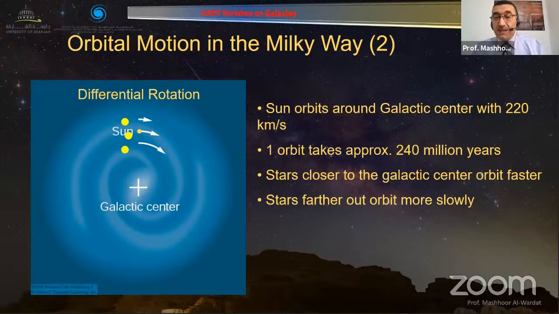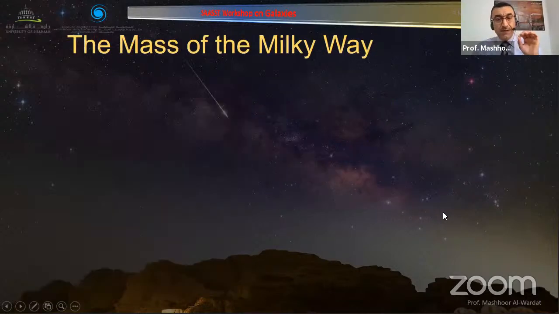Okay, the sun orbits around the galactic center with around 220 kilometers per second. One orbit takes approximately 240 million years. Stars closer to the galactic center orbit faster. There was a question about this point, by the way, to Mr. Rehan. Stars further out orbit more slowly, okay?